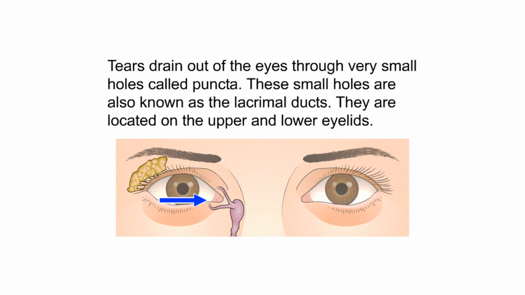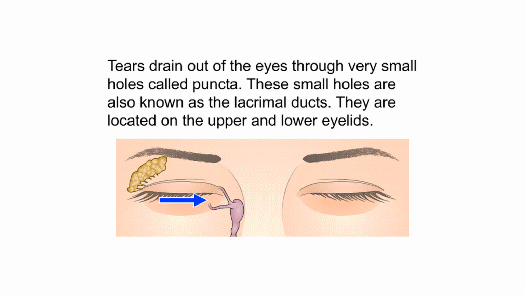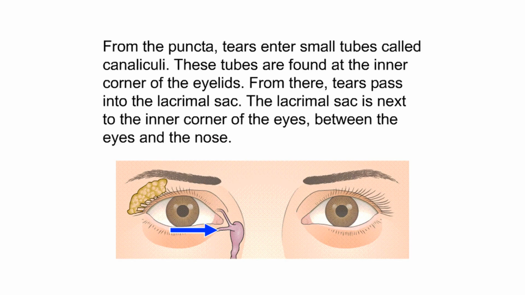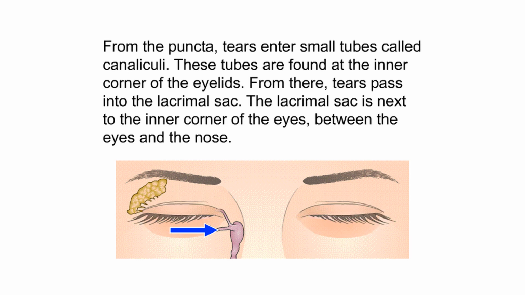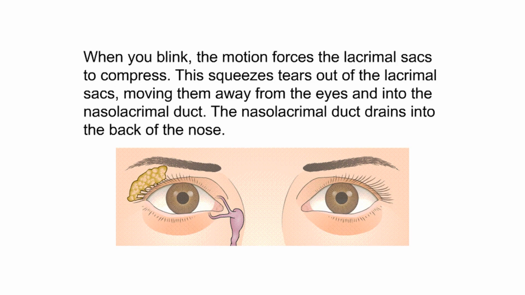Tears drain out of the eyes through very small holes called puncta. These small holes are also known as the lacrimal ducts. They are located on the upper and lower eyelids. From the puncta, tears enter small tubes called canaliculi. These tubes are found at the inner corner of the eyelids. From there, tears pass into the lacrimal sac. The lacrimal sac is next to the inner corner of the eyes, between the eyes and the nose.